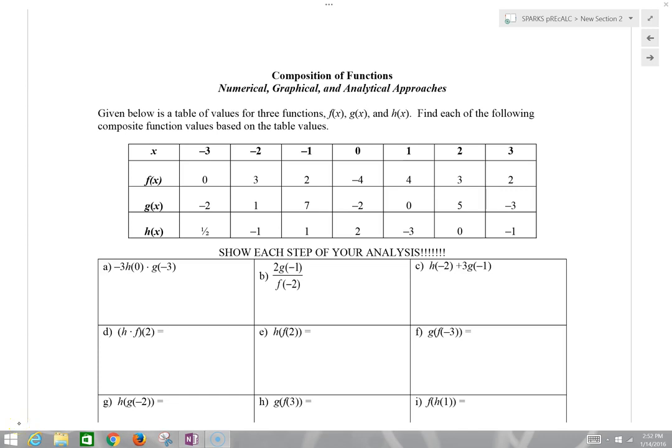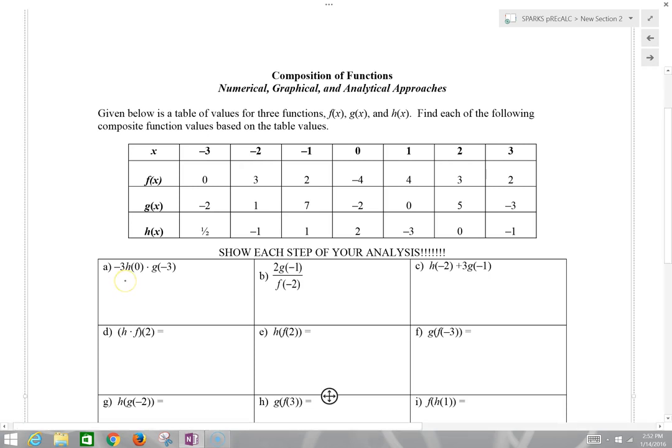All right, this is Sparks Pre-Calculus. We are on day number 8. And today we're going to talk about composition of functions, and we're going to look at it numerically, graphically, and analytically. So let's dive in. We have a table here with values for f of x, g of x, and h of x for select x values. And so we're going to go ahead and use that.